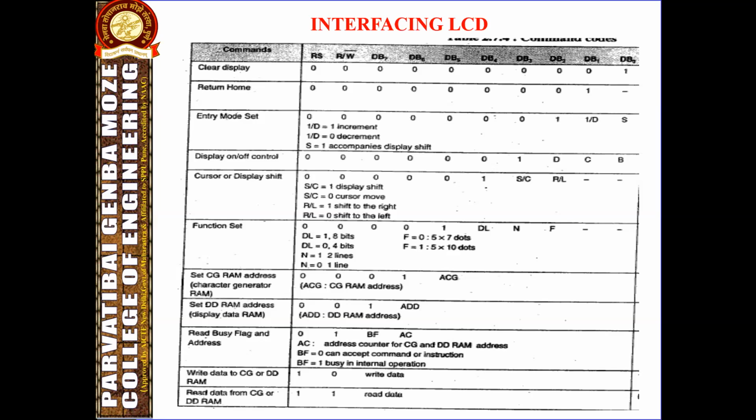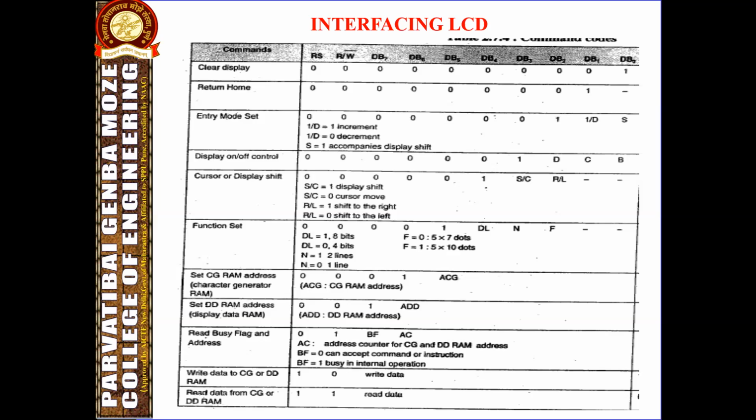Then there are data subroutines also. What steps take place in a data subroutine? First we check if the LCD is ready by calling the ready subroutine, and give the data to the port connected to the data bus of the LCD. Then make RS equal to 1 to indicate data, R/W bar equal to 0 to indicate write, and E equal to 1. After waiting 120 microseconds, make E equal to 0 to latch the data, and return from the subroutine. This is the data subroutine.